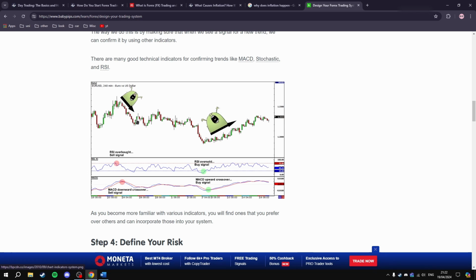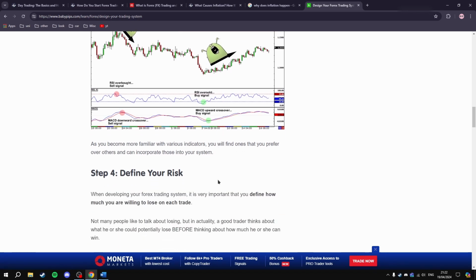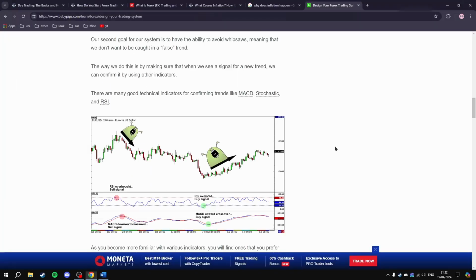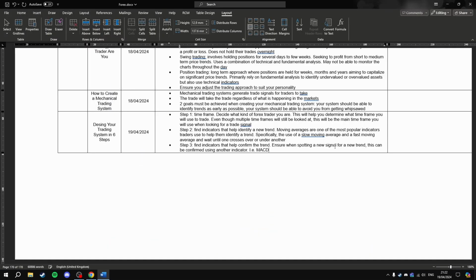So in a downtrend: relative strength index overbought, sell signal; moving average convergence divergence downward crossover, sell signal. And then when it's an uptrend again: relative strength index oversold, buy signal; moving average convergence divergence upward crossover, buy signal. As you become more familiar with various indicators, you will find the ones that you prefer over others and can incorporate those into your system, i.e. MACD, stochastics, RSI.